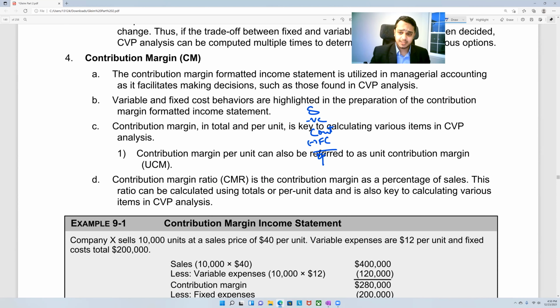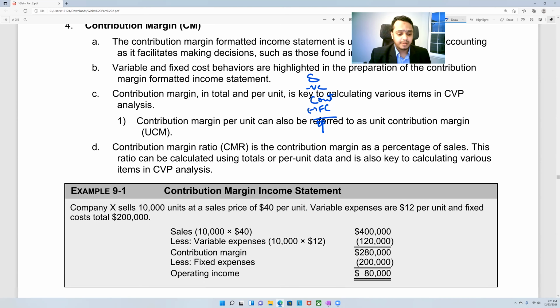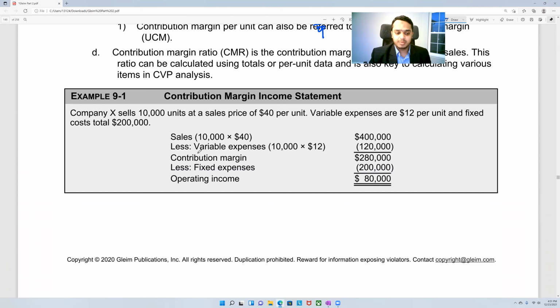After that, you minus your interest, you get earnings before tax, then you minus your tax, you get earnings after tax. You need to remember that for sure, because that's going to be tested a lot. That's the income statement format. So what is the contribution margin? What is the unit contribution margin? Sales less variable cost gives your contribution margin, less fixed expenses gives your operating income.